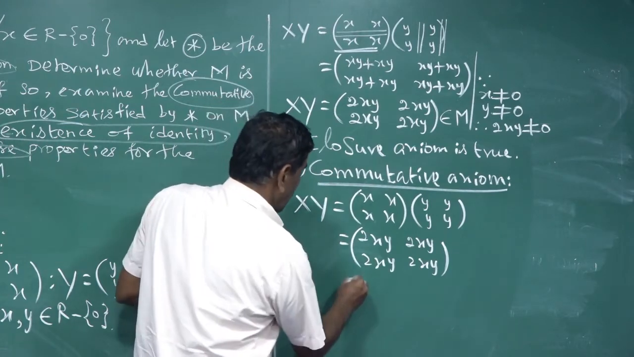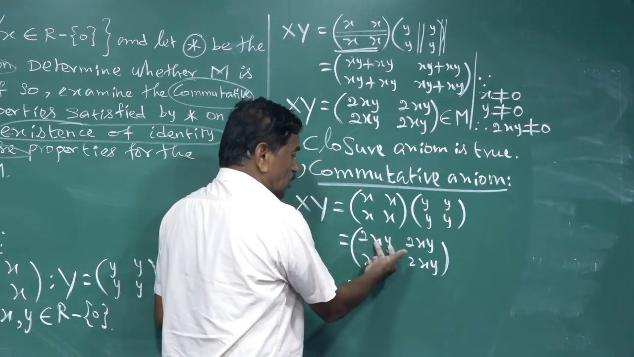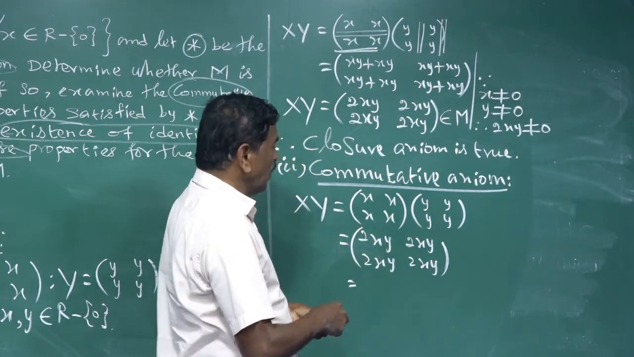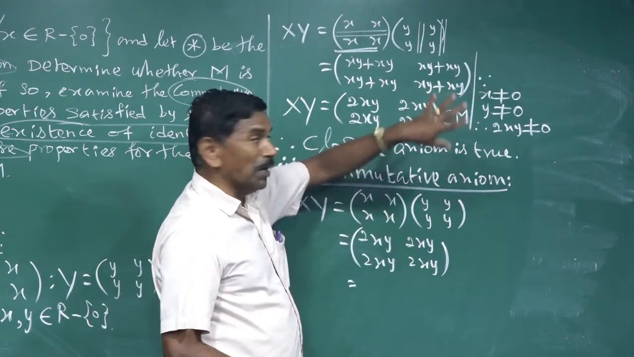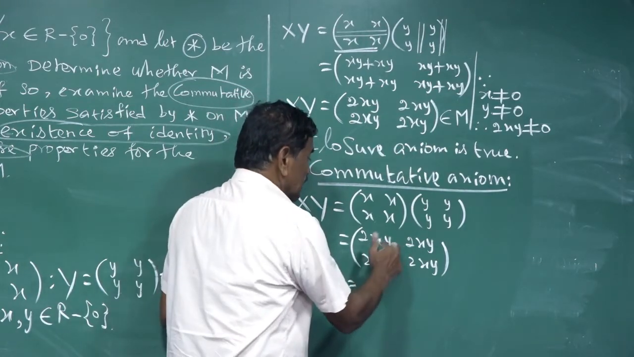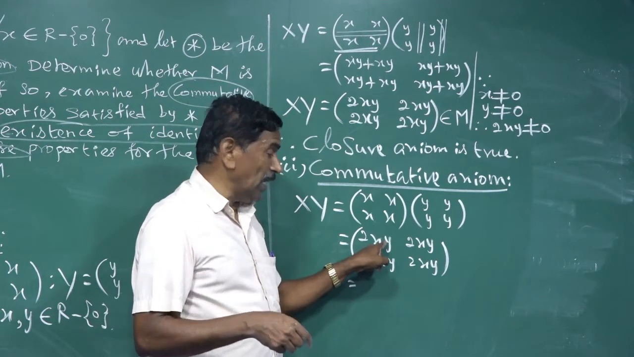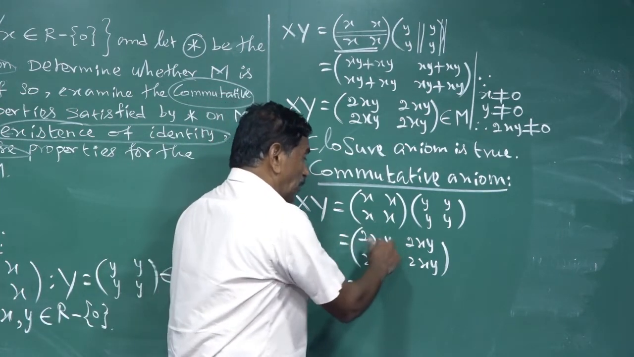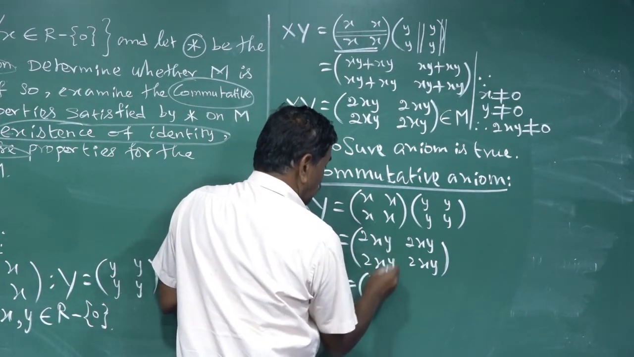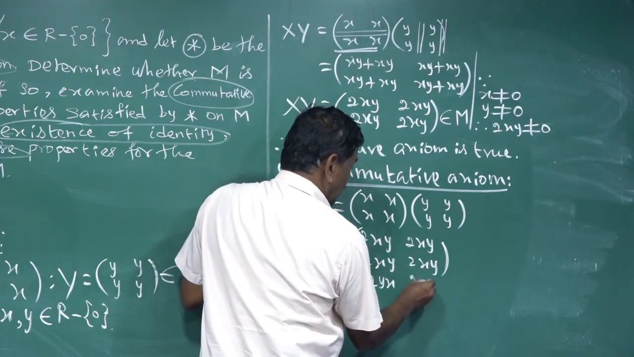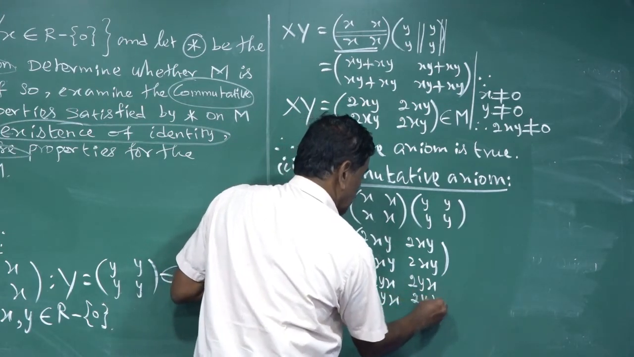Now, xy is equal to yx. We can rewrite like that, because x into y is equal to y into x in the set of all real numbers. That is, multiplication is commutative in the set of all real numbers. These entries themselves we want to make commutative. Here 2 is fixed, x into y is equal to y into x, and similarly 2yx.